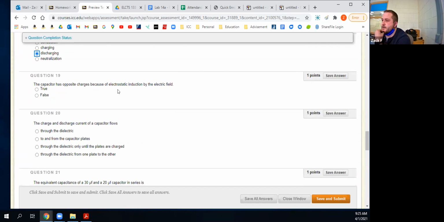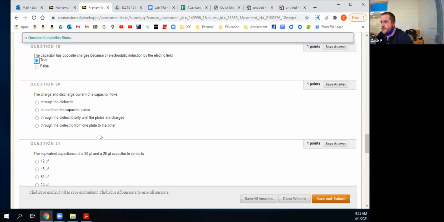Capacitor has opposite charges because of the electrostatic induction by the electrical field. That's true. I'm not sure why I kept that answer in there. It's kind of a dumb question, but the charge and discharge current of a capacitor flows.